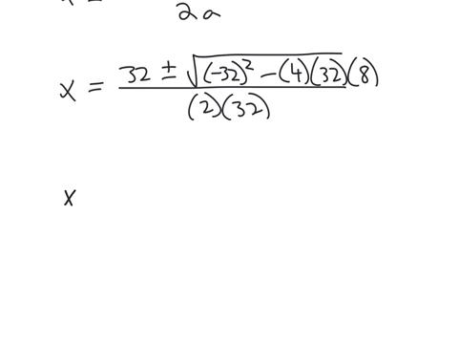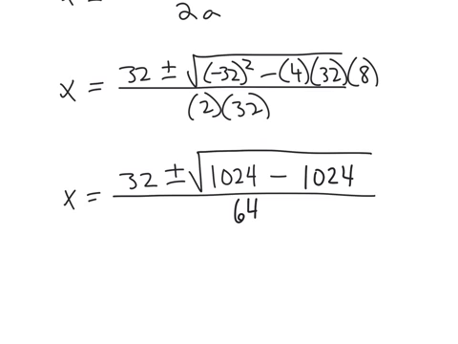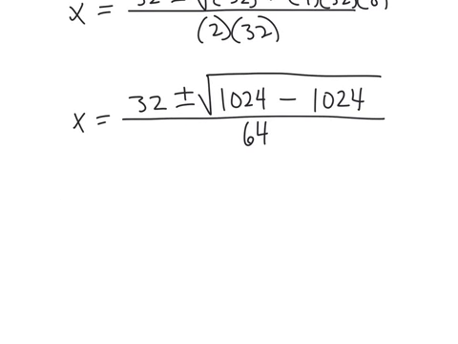So what are we going to do? We're going to get x equals, so that 32 just sits here. We don't need it quite yet. But square root of, now the first thing we need to do is negative 32 times negative 32. I get 1024 minus. Now I need to multiply 4 times 32 times 8. And that gives me 1024 all over 64. All right. And so simplifying that even further, you get x is equal to, and that 32 is still sitting here.